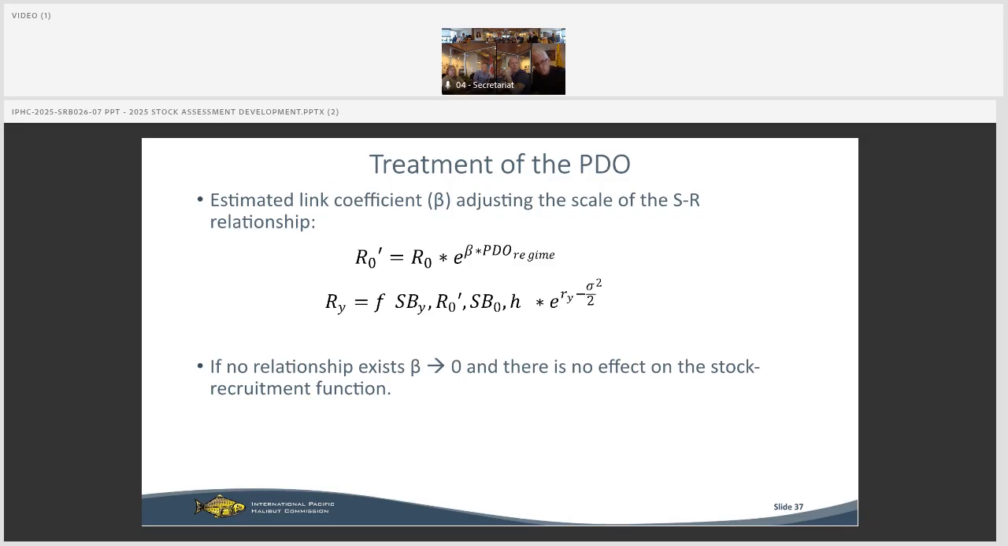Do you estimate both unfished biomass, spawning biomass, and R0? So you're deriving SB0 in this case from steepness and R0 prime and whatever biology. And I'm sorry, the parentheses for the function are missing here.